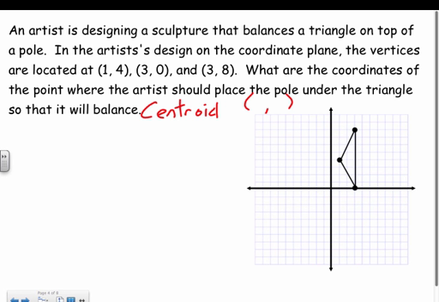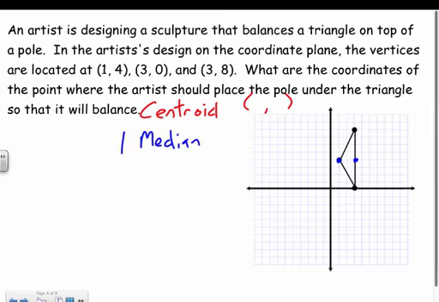To do this, I just need to deal with one of the medians. So I'm going to draw on one of my medians, from vertex to opposite midpoint. I'll deal with this one right here because it gives me a horizontal line.